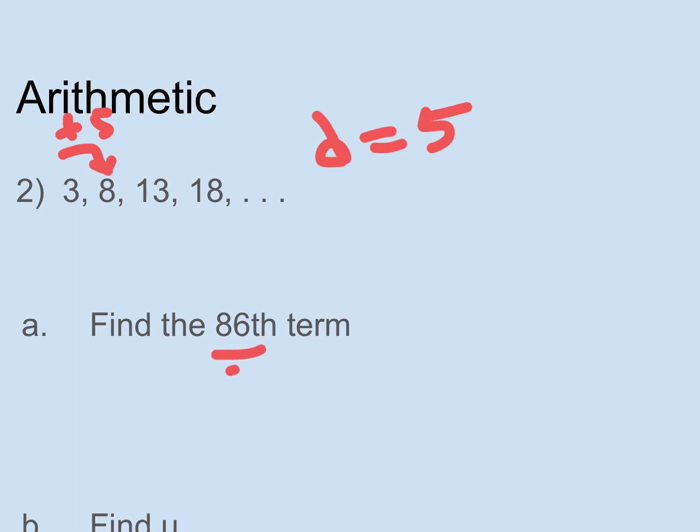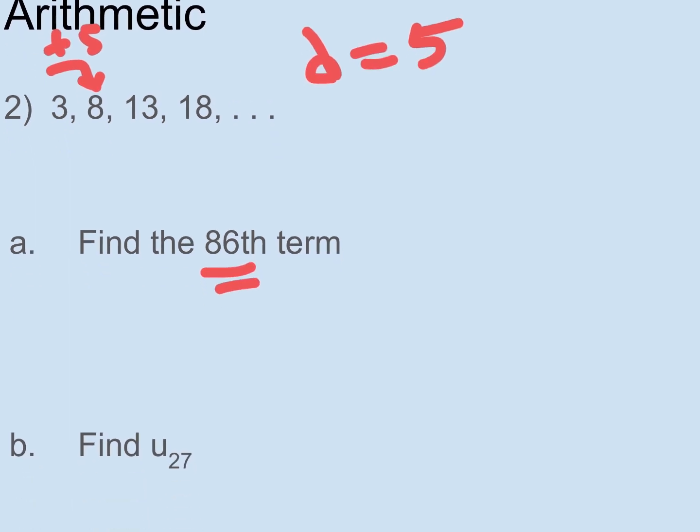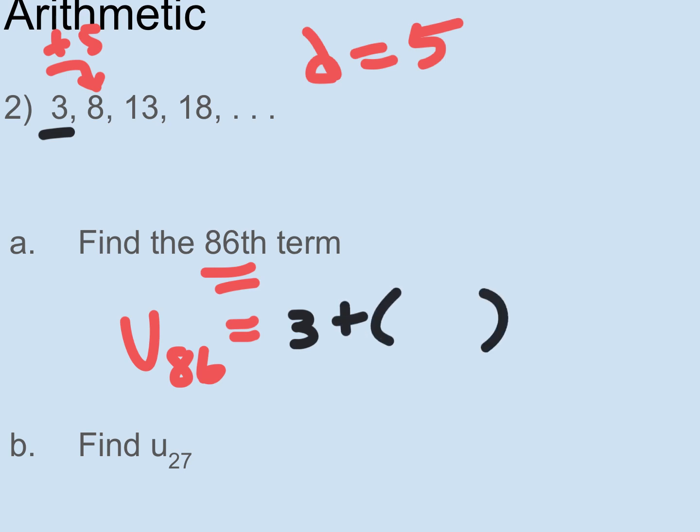So if I want the 86th term, you go for any term, U sub 86. It is the U sub 1, which I can right away just put in. What is U sub 1? 3. It's the starting number. And then you go not 86, but 86 minus 1, which is 85, times the common difference, which was 5.